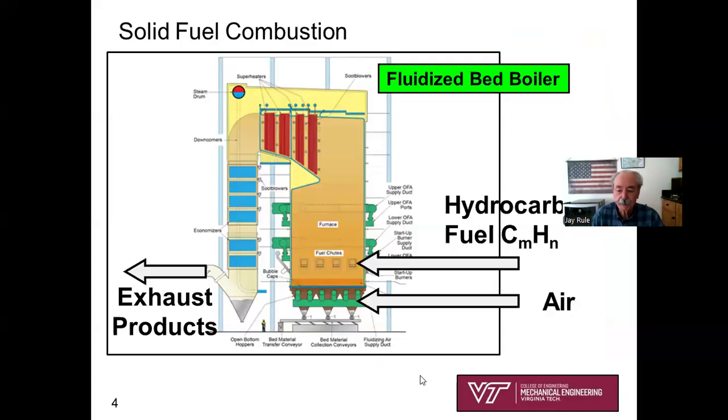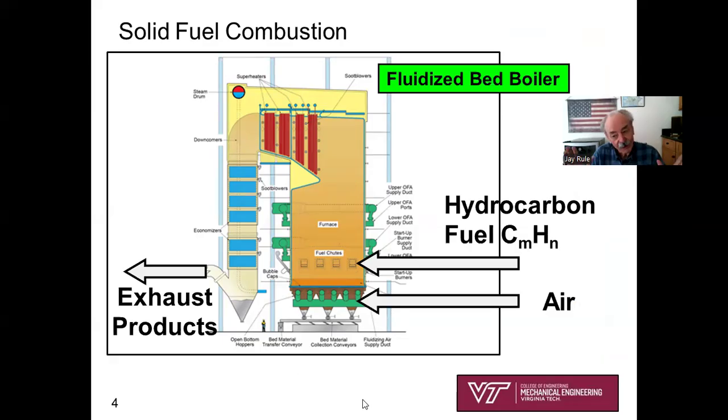Solid fuel combustion typically is observed in large steam generators or bonfires out in the backyard, fire pits, things like that. But in the industrial area, you're going to see solid fuel combustion in a very large steam generating unit like I've shown here. This is an example of a fluidized bed steam generation boiler where hydrocarbon fuel is augered in through fuel chutes. So there's an auger delivering, in this case, either coal or wood chips augered into a chute.